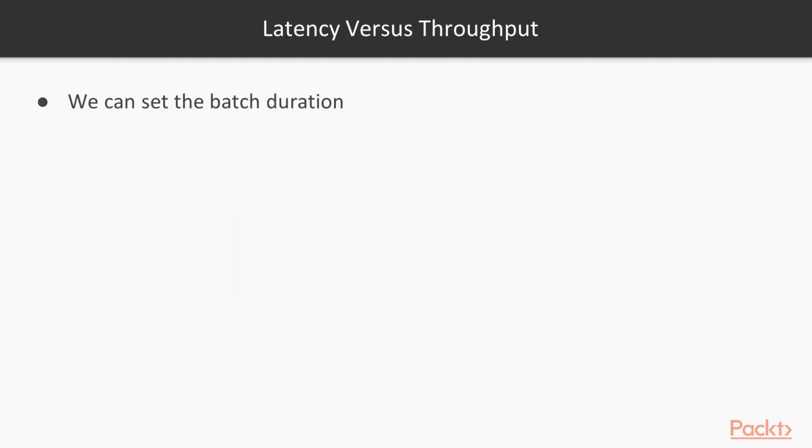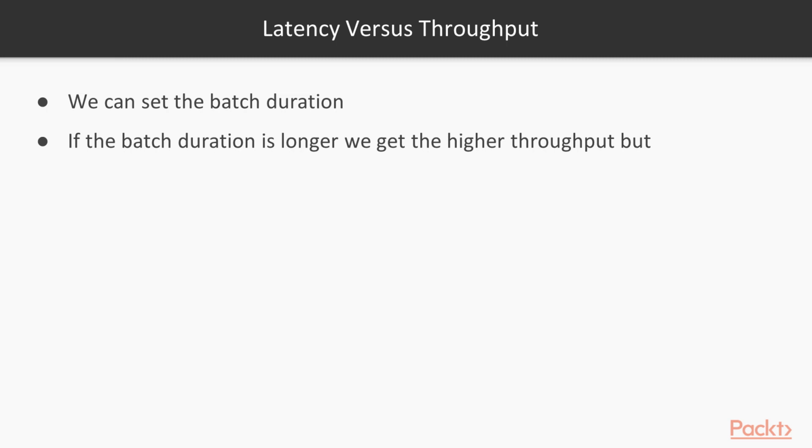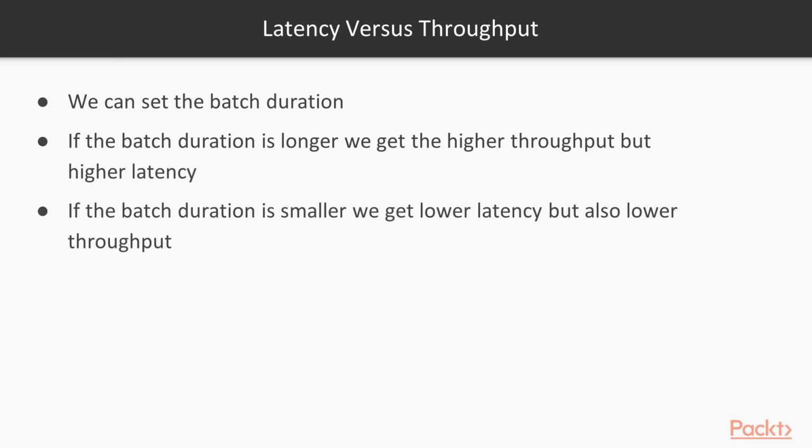So when we set a batch duration, we have an impact on latency and throughput. If the batch duration is longer, we get higher throughput, but also higher latency. And if the batch duration is smaller, we will get lower latency, but also lower throughput.